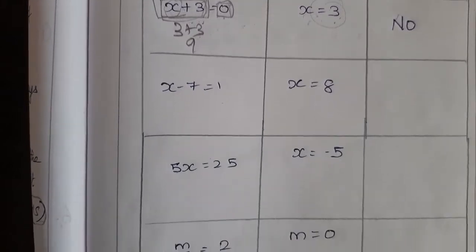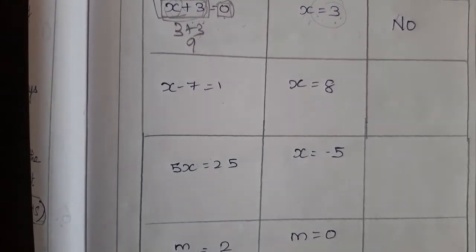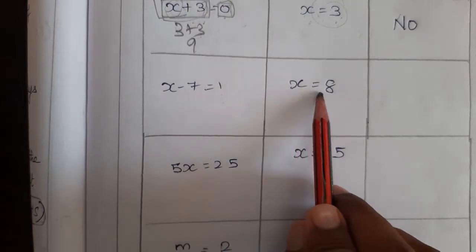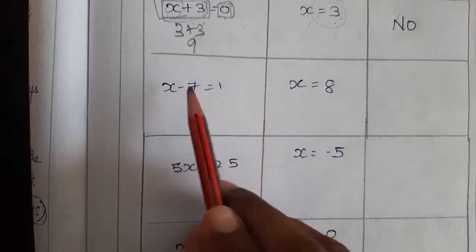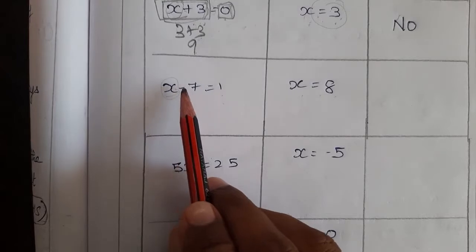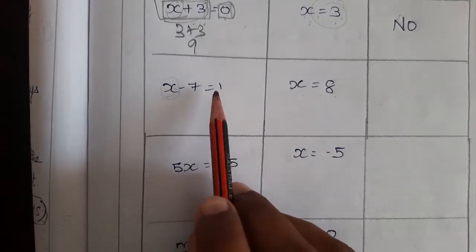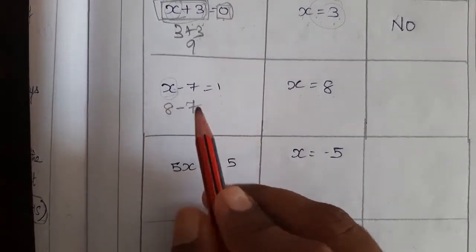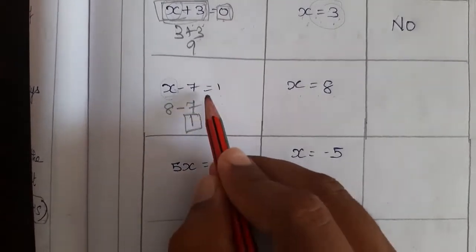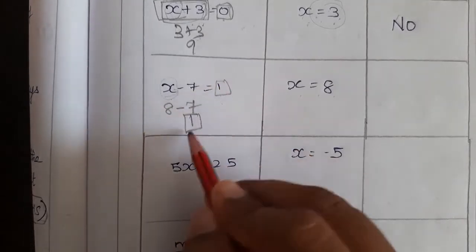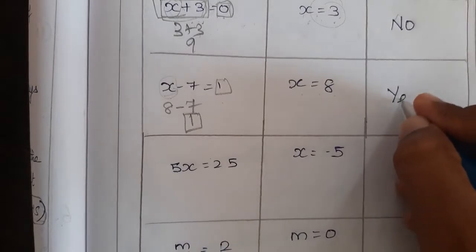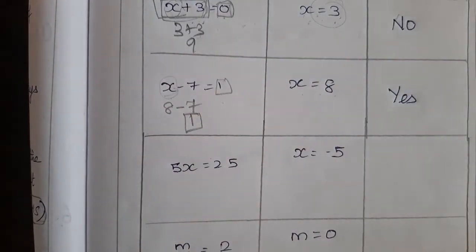Clear? We go for the next problem. x minus 7 is equal to 1. The given value is x is equal to 8. We have to substitute 8 in the place of x, then check whether the LHS satisfies the RHS or not. So instead of x we will put an 8. 8 minus 7. What is 8 minus 7? 1, right? So now LHS is 1 and RHS is also 1. So both are the same. Hence it satisfies, right? So it is yes.